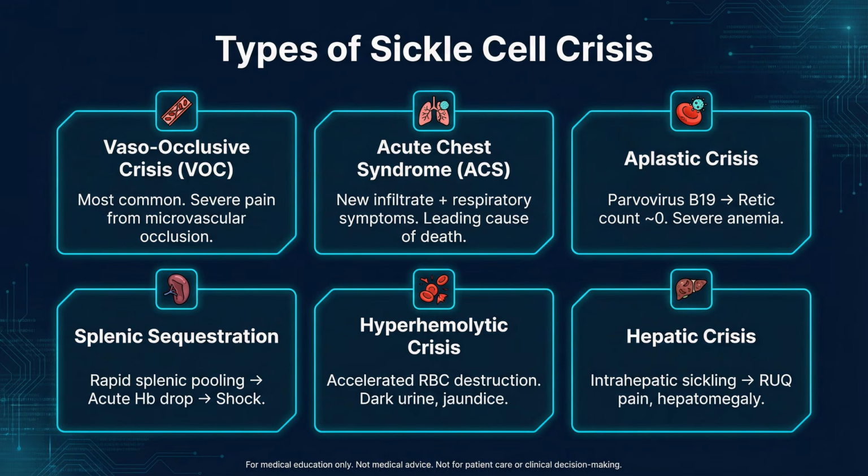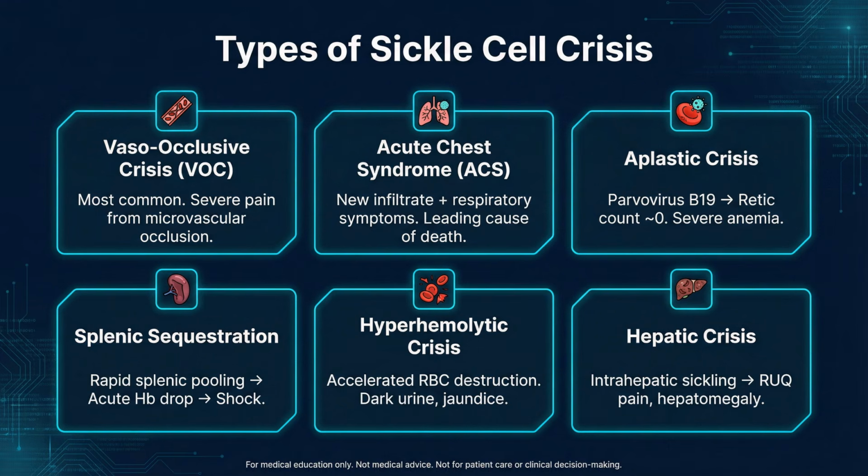First, the vaso-occlusive crisis. This is the hallmark of the disease and by far the most common presentation, caused by microvascular occlusion leading to severe pain. Next is acute chest syndrome. This is defined by a new infiltrate on chest X-ray plus respiratory symptoms, and it is the leading cause of death in adult patients.